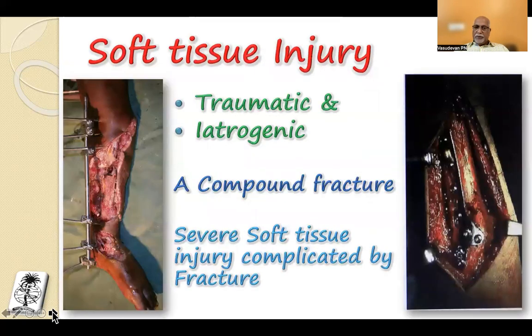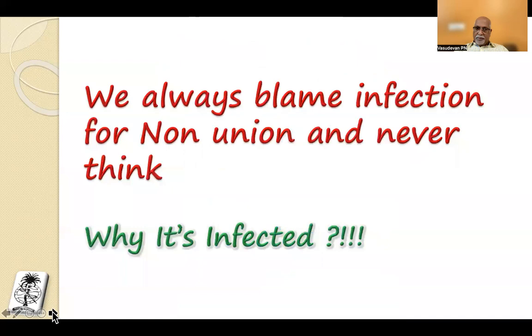Whereas in a soft tissue injury, whether it be traumatic or iatrogenic, the gum is lost. And my professor used to say, a compound fracture is a severe soft tissue injury complicated by fracture. So it's actually a soft tissue injury where the bone is involved, not the other way around, like a bone fracture with a soft tissue injury.